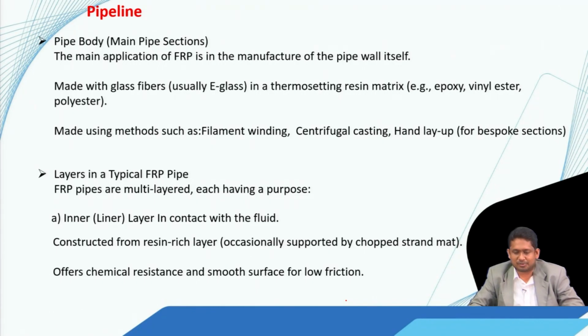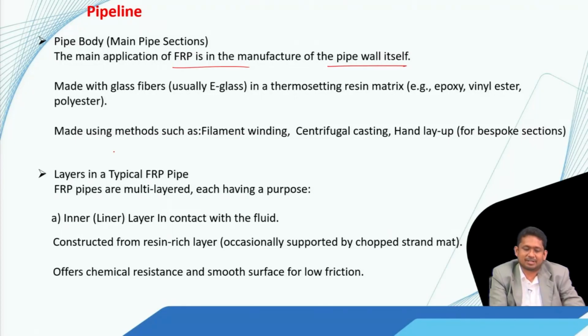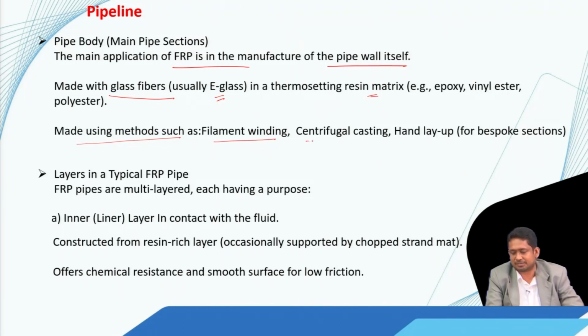In pipelines, composites are often used. The main pipeline body is made of composites. The main application of FRP is in the pipe wall itself, which is made of glass fiber, usually E-glass, in a thermosetting resin, and it is made using methods like filament winding, centrifugal casting and hand layup.